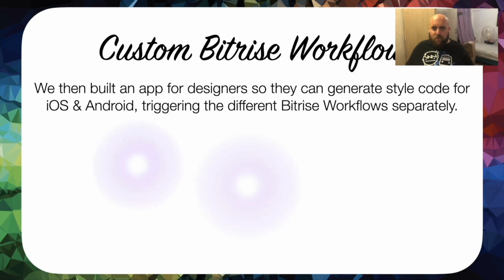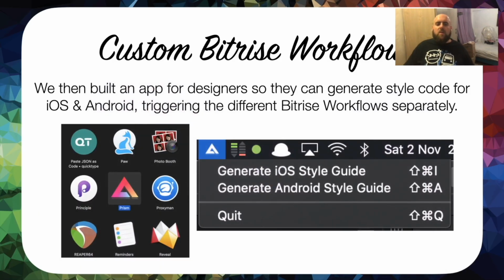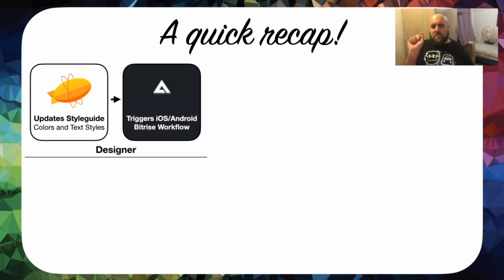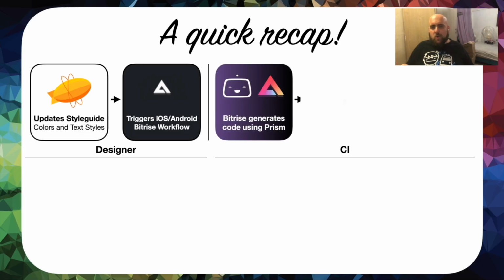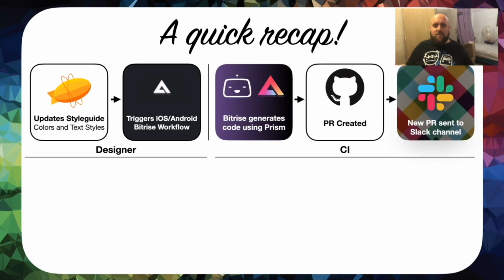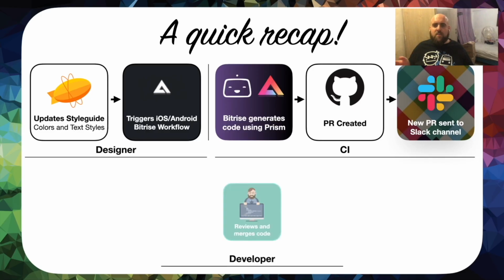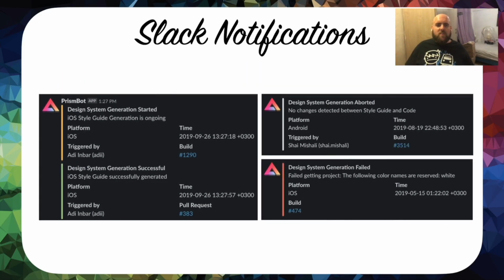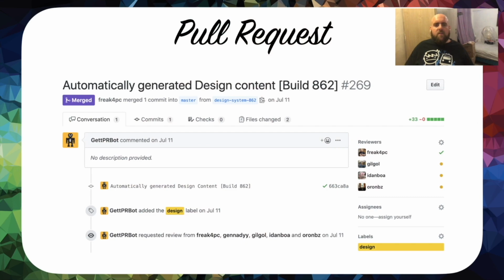We then wrap this entire process with a tiny status bar icon tool where designers can just make their changes, press one of these options, and that would automatically call the API behind the scenes and run this workflow that does the entire process. So as a quick recap, the designer just updates the style guide and taps this little icon that I just showed you that runs the CI workflow where Bitrise generates the code using Prism, creates a PR, and sends a Slack notification to a dedicated channel. And all the developer has left to do is to review and merge this code, which is basically the most minimal amount of work a developer can do. This is how the Slack notifications look, and this is how a pull request will look.